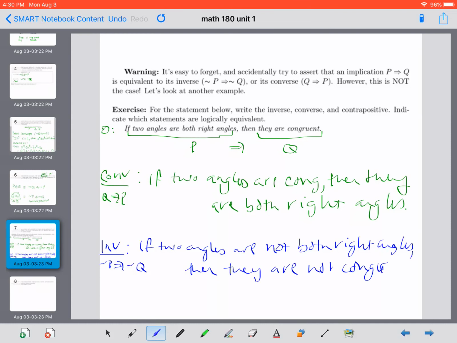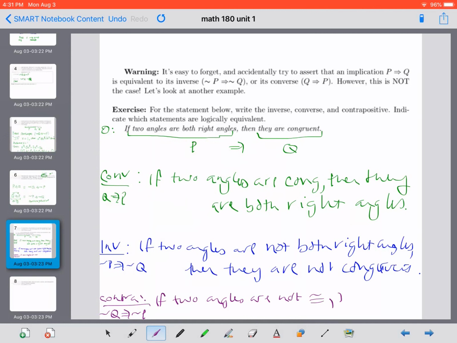And finally, we have the contrapositive. This is the one where you swap the if and then and also negate them both. So this would look like not Q implies not P. And this statement would be, if two angles are not congruent, then they are not both right angles.